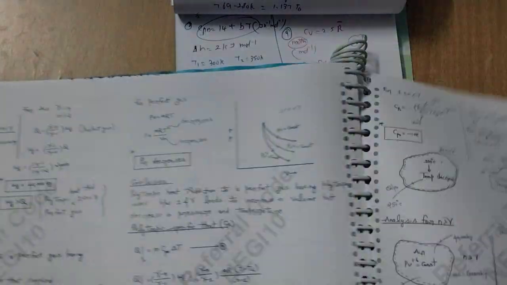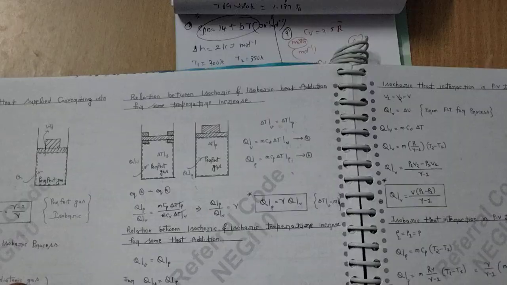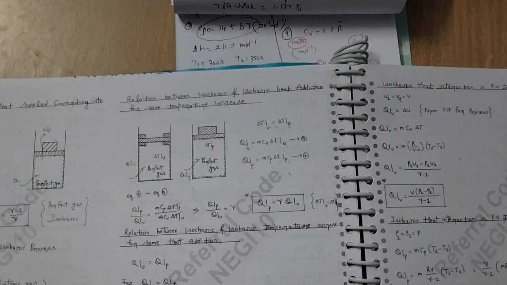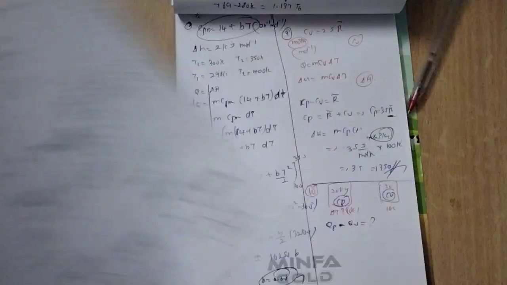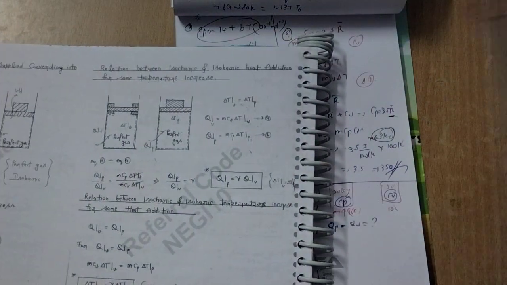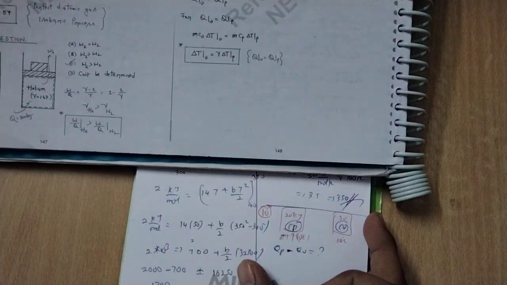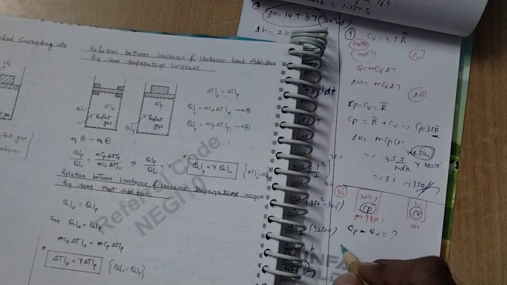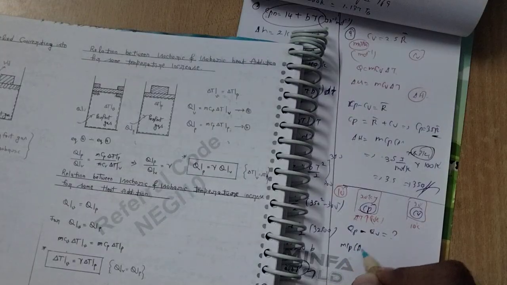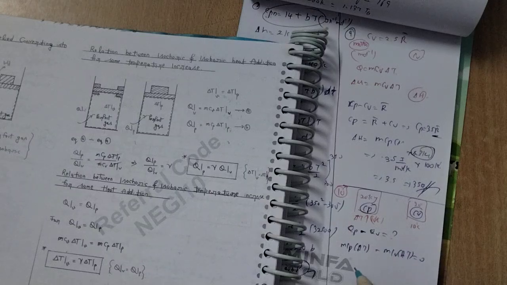It's an easy question. I'm just doing a revision. So you can see for constant pressure, this one will be m Cp of delta T, this one will be m Cv of delta T equal to 0.